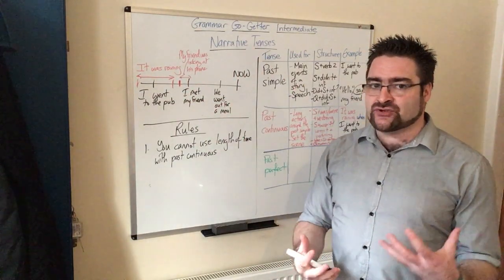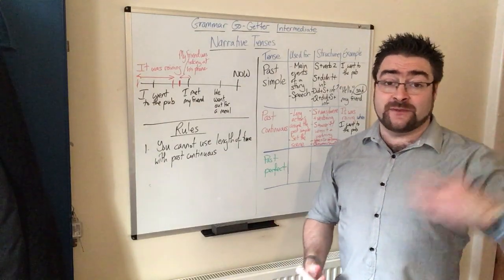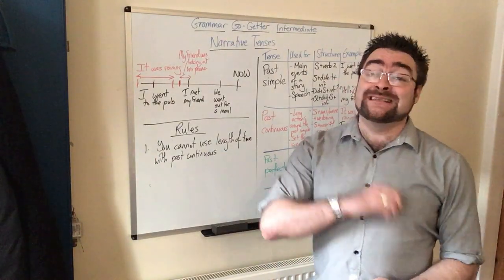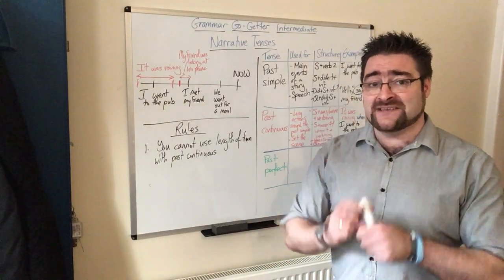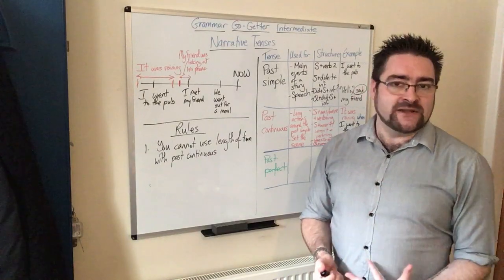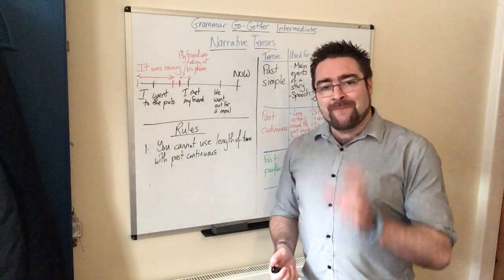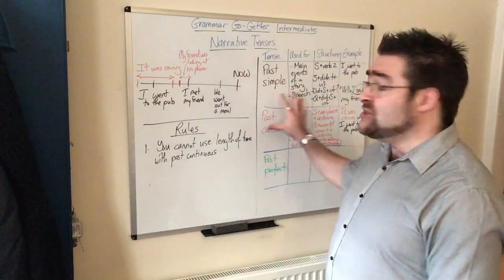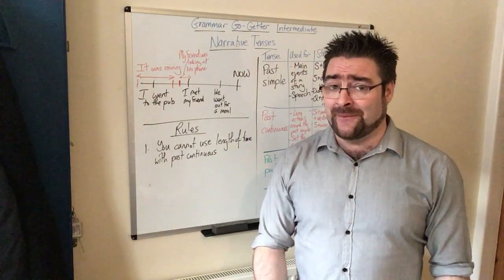That's a different grammar structure that you're going to learn at the higher intermediate grammar go-getter, which is the past perfect continuous. We're not going to focus on that in this video. But you should not say things like, I was waiting for 20 minutes. That being said, it's important for you to know that what I'm teaching you here is correct grammar.